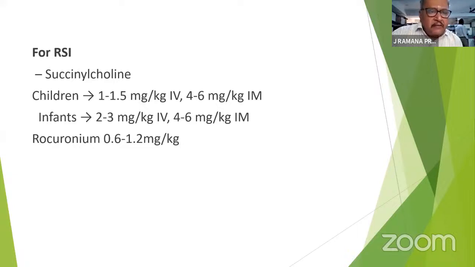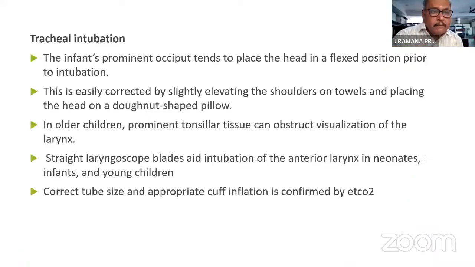For rapid sequence intubation, succinylcholine in infants is 2 to 2.5 milligrams per kg IV, or 4 to 6 milligrams per kg IM. Rocuronium is 0.6 to 1.2 milligrams per kg. Tracheal intubation.